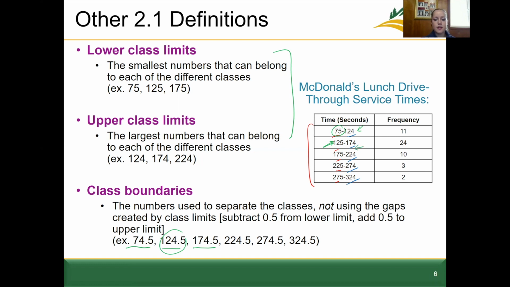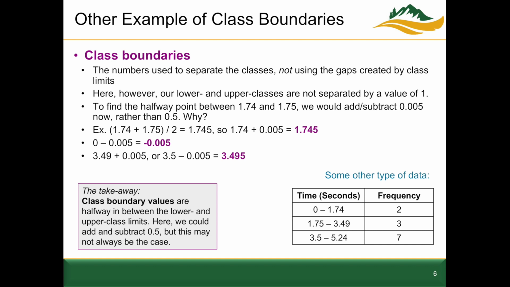In the previous example, the upper and lower class limits were whole numbers. So to find the class boundary, we could just add and subtract 0.5 to each of the lower and upper class limits. Here, however, we have upper and lower class limits that are decimals. So we go out to the hundredths place. We couldn't add 0.5 and subtract 0.5 here. That would not give us our class boundary.